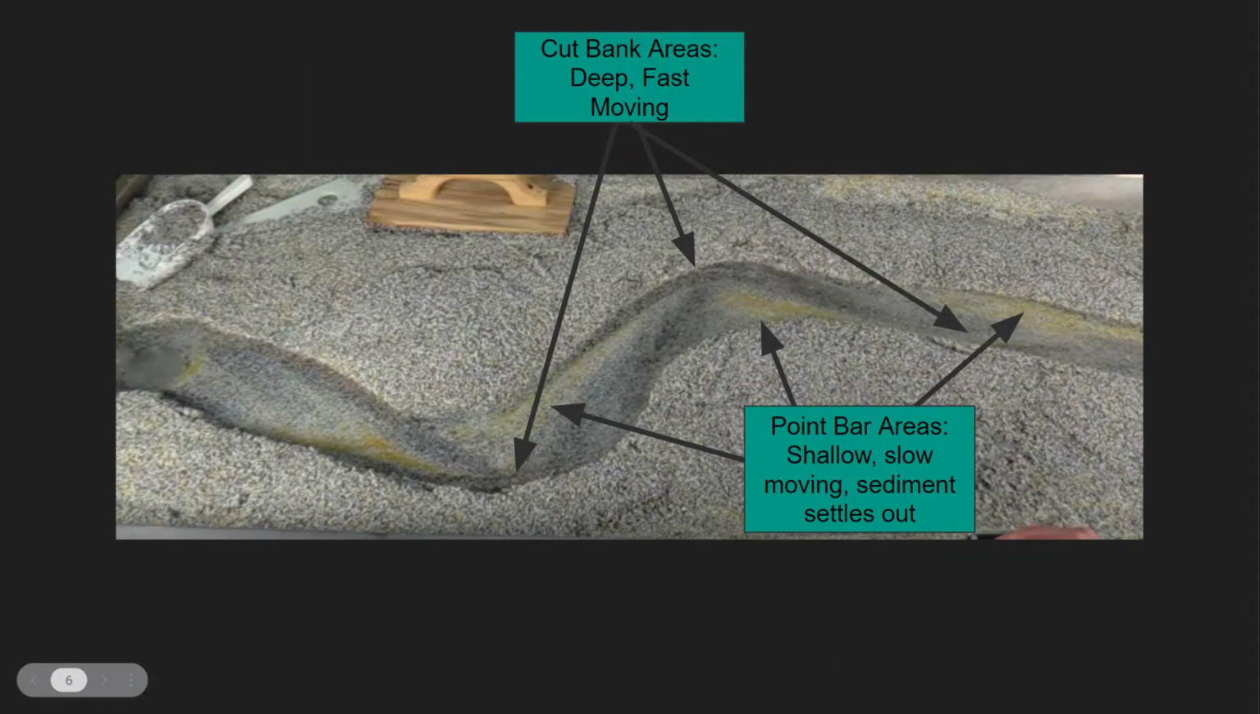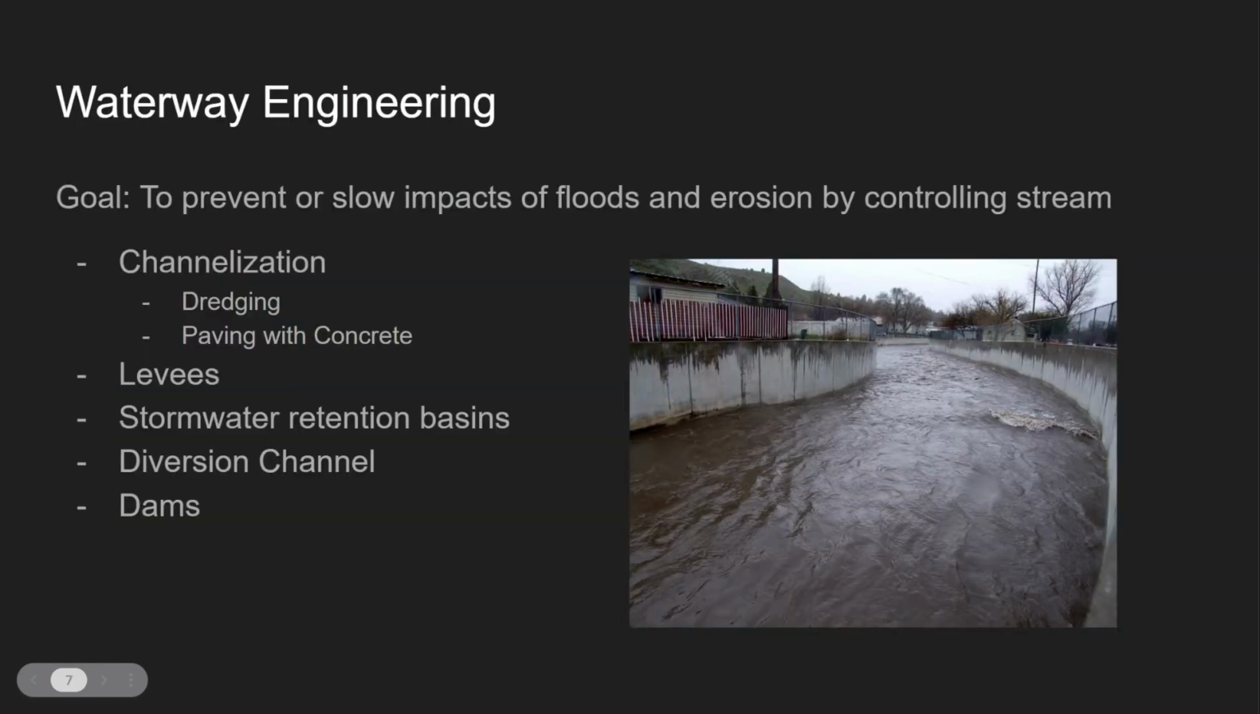As you can see in that video and in this picture here, there's cutbank erosion that pushes out the river and point bar deposition that builds it. This type of erosion and deposition are important factors in river geology and ecology. Now we need to look at the effects of waterway engineering on these very processes. Today I'll be going into depth in channelization and damming.